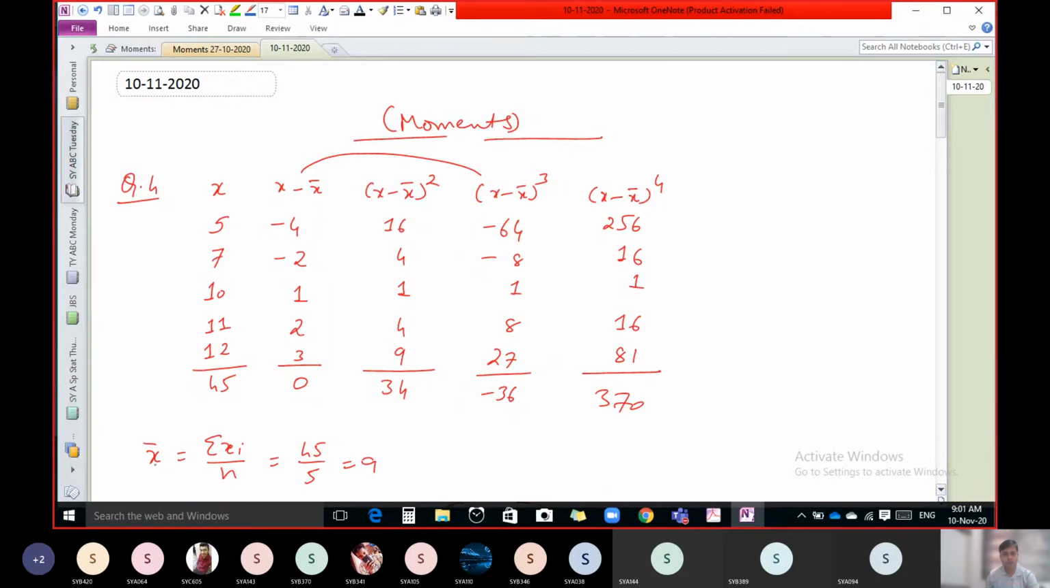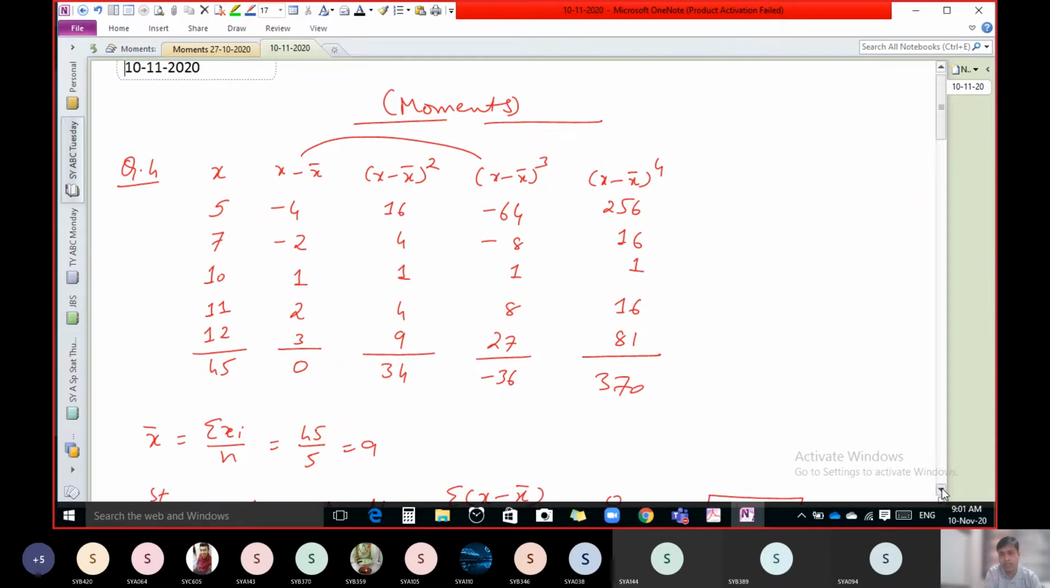So, for the mean, there is a formula: x bar equals sigma xi upon n. The total of that is 45, and there are 5 observations. So, 45 divided by 5, we get 9. Now, in central moments, what you are required to do is subtract x bar from different values of x. So, x minus x bar. 5 minus 9 is minus 4. 7 minus 9 is minus 2. 10 minus 9 is 1. 11 minus 9 is 2. 12 minus 9 is 3. Add this. Obviously, the total of that should be 0.